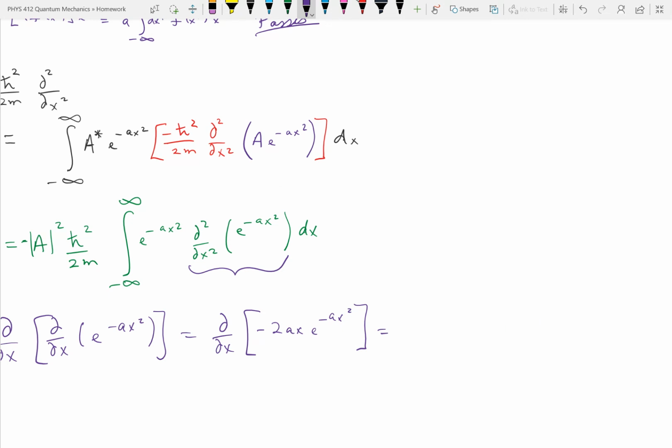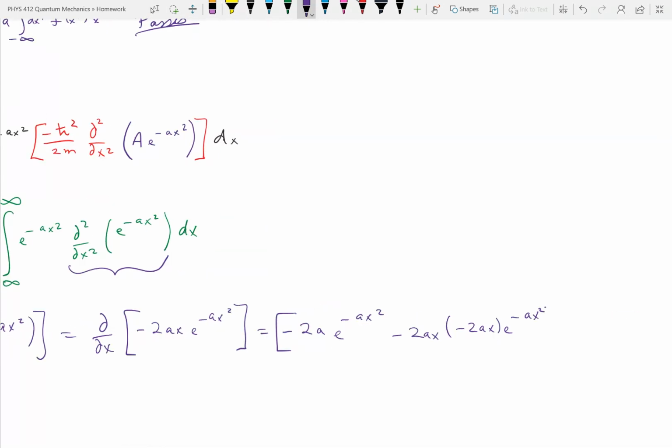And then for the second derivative, it's equal to 4a squared times x squared. Got to use the product rule, right? Yeah. So you have minus 2a e to the minus ax squared, then minus 2ax times minus 2ax.